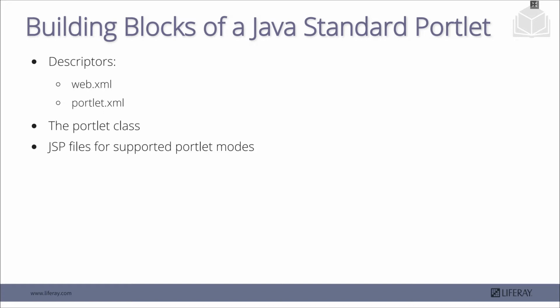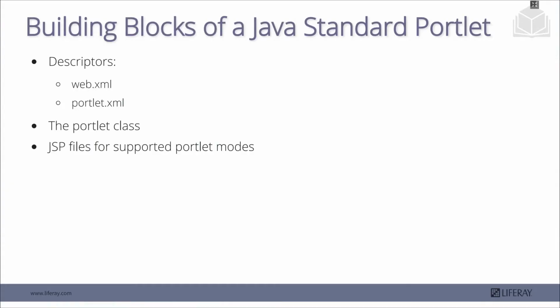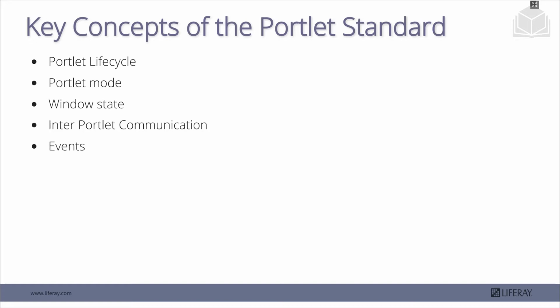In order for the portlet to run, we're going to need a portlet class, or a Java class that implements the portlet interface. The portlet class is kind of like the engine that makes the portlet run. And then finally, we talked about how portlets are typically used as a UI aspect. So we'll use JSPs to display something back over to the end user, as well as have these things called portlet modes, which helps us display different JSPs for different situations. So those are the key building blocks of portlets.